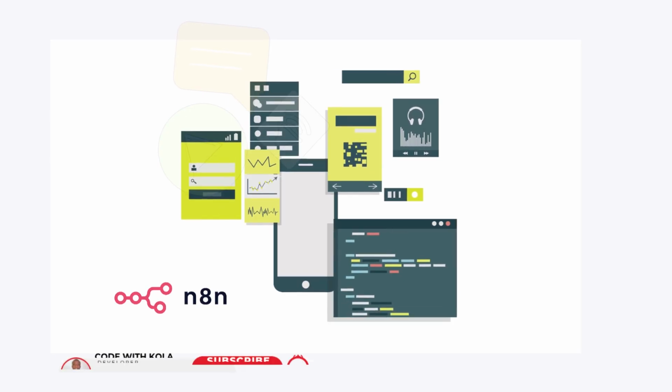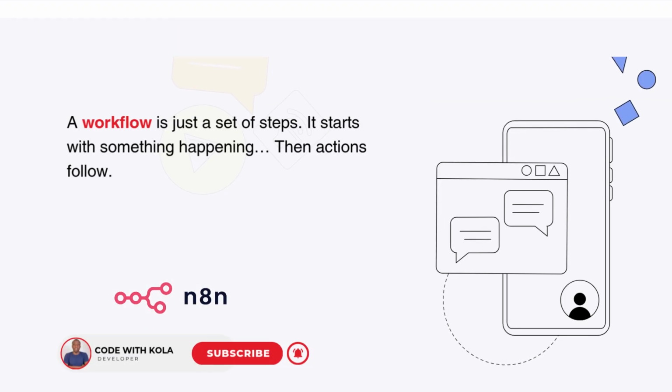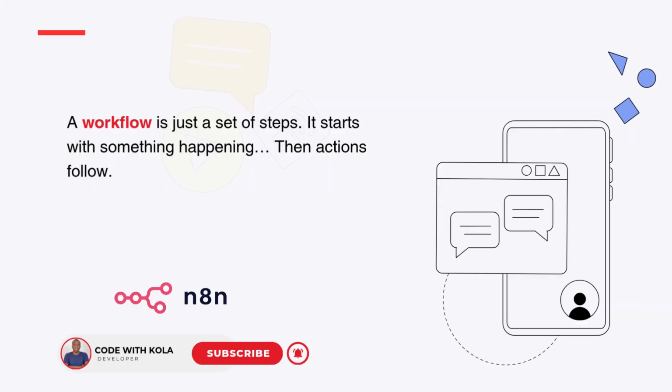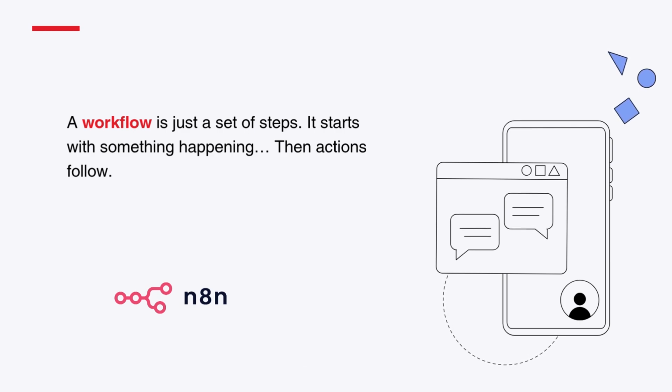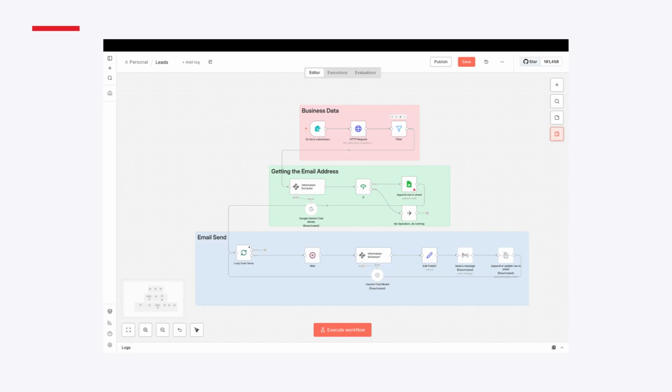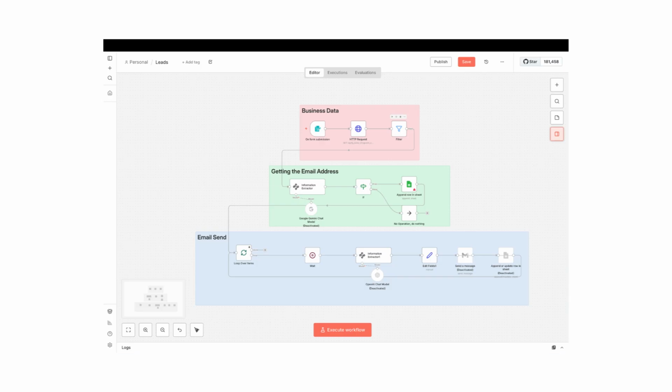Okay, now let's talk about how it works in a simple way. Everything in n8n is built around something called a workflow. A workflow is just a set of steps. It starts with something happening, then actions follow. For example, a form is submitted, a message is sent, data is stored. So in simple terms, something happens, n8n reacts, and the result is completed automatically.